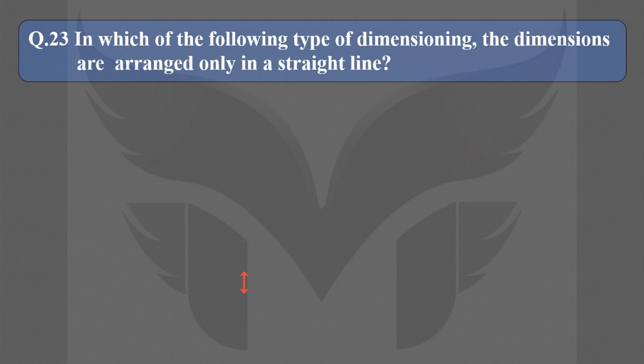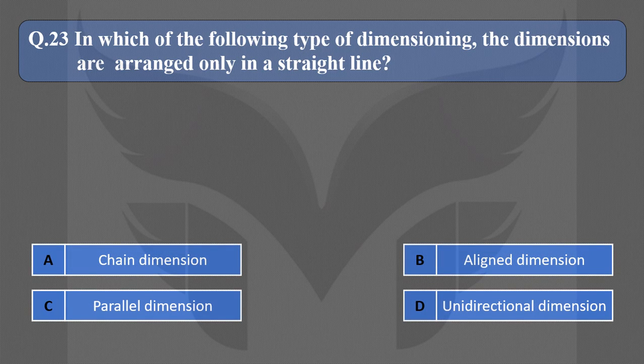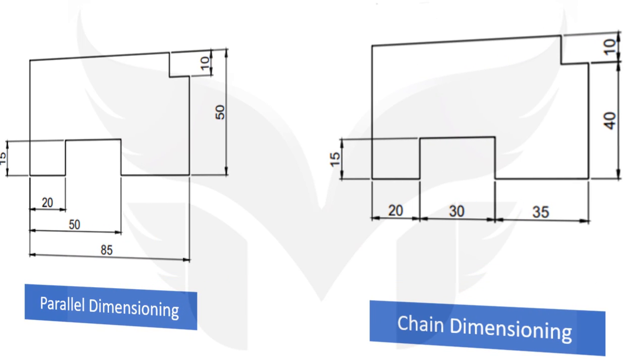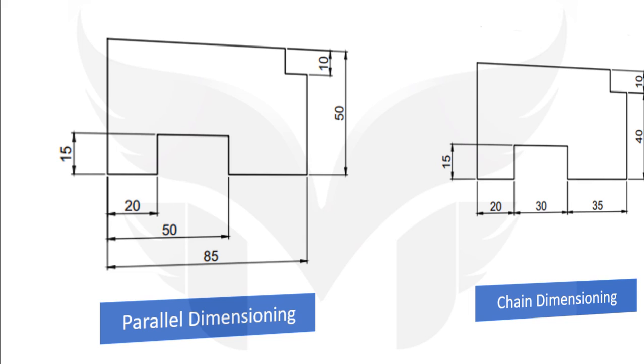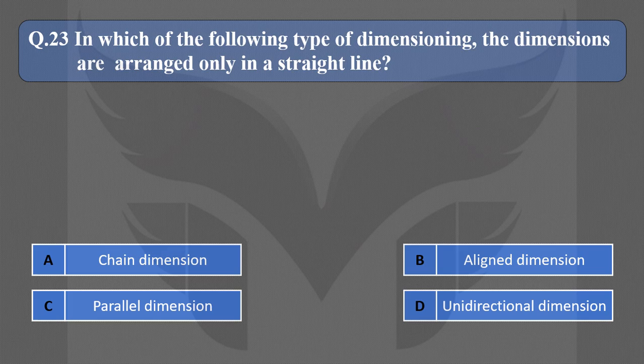Next question is, in which of the following types of dimensioning are the dimensions arranged only in a straight line? Here are the options. There are two ways of giving dimensions in a straight line. One, chain dimensioning, and another is parallel dimensioning. Here we can see in chain dimensioning, the adjacent dimensions are arranged in a straight line. And in another figure, the dimensions are given parallel to each other. So for this question, the correct option is A, chain dimensioning.